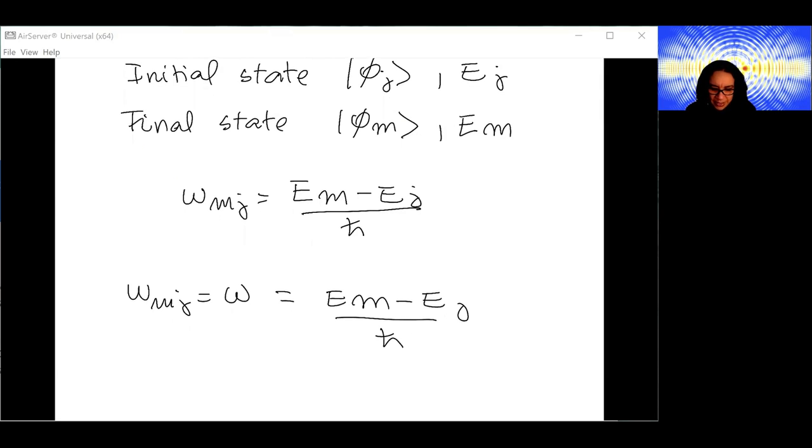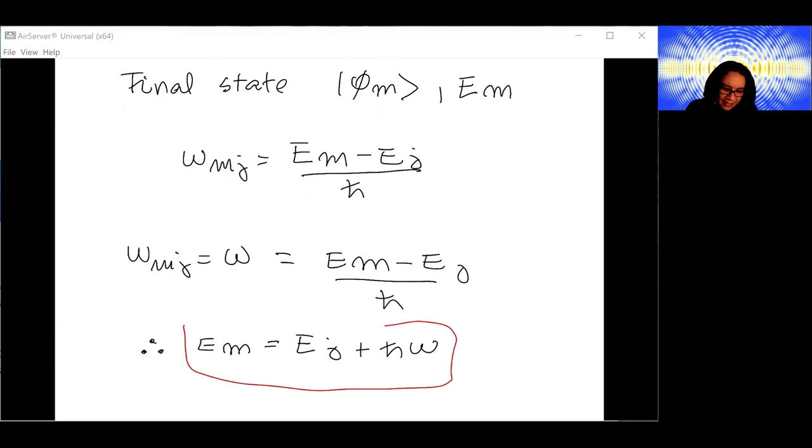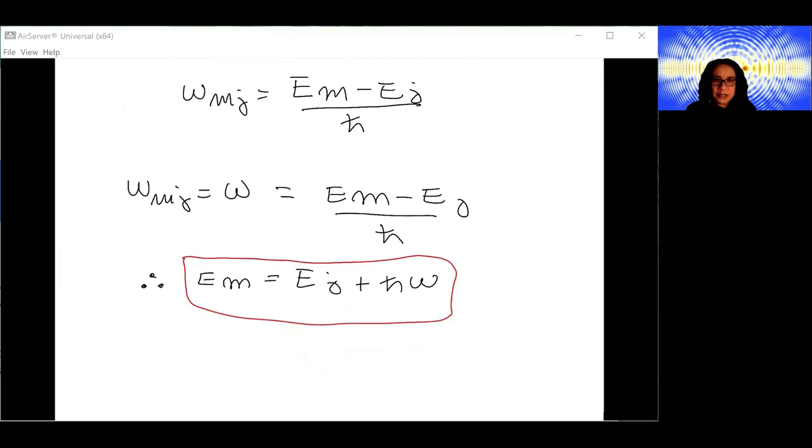So strictly speaking, we can conclude that Em is equal to Ej plus h bar omega. And this is quite interesting because you can see that this sinusoidal harmonic perturbation is allowing a transition from Ej to Em by absorbing something which has a frequency or energy h bar omega.